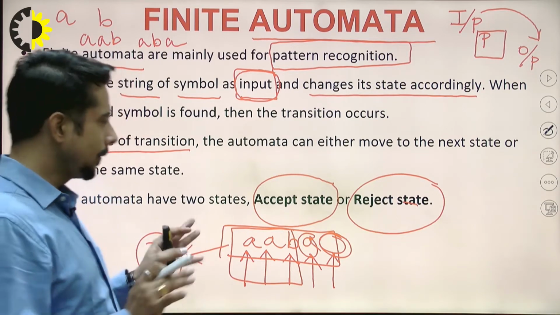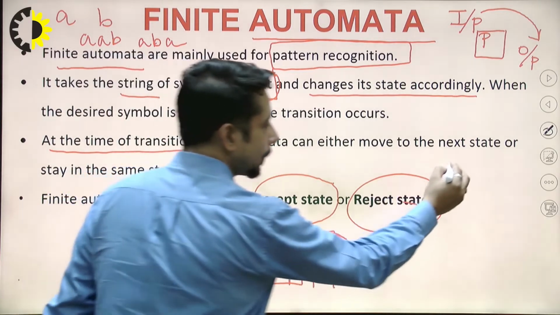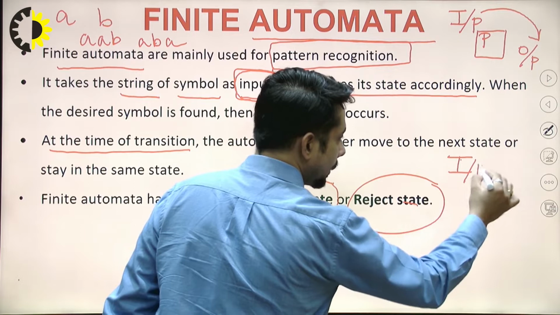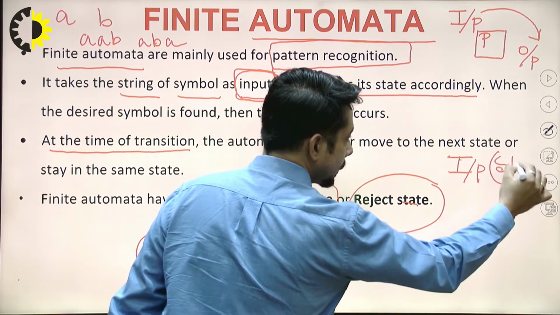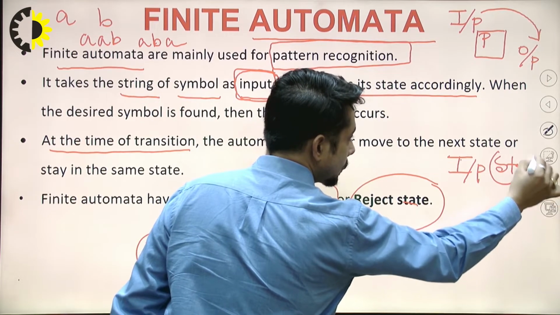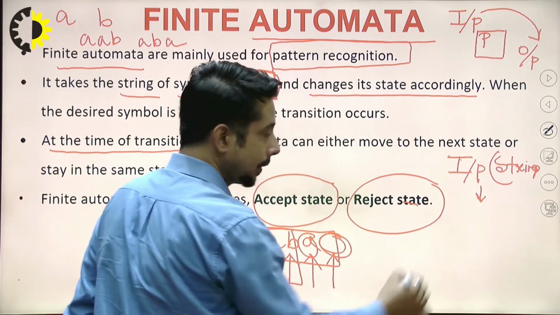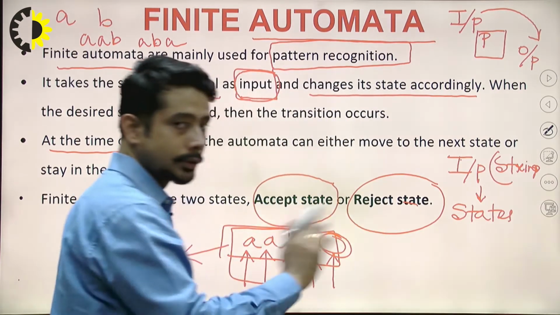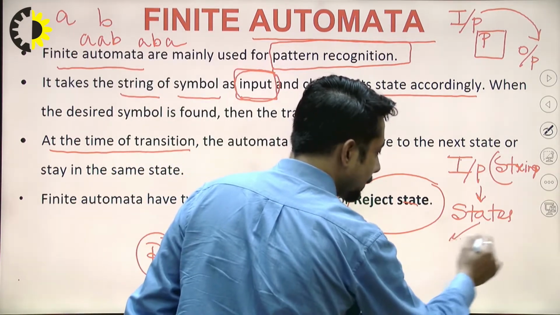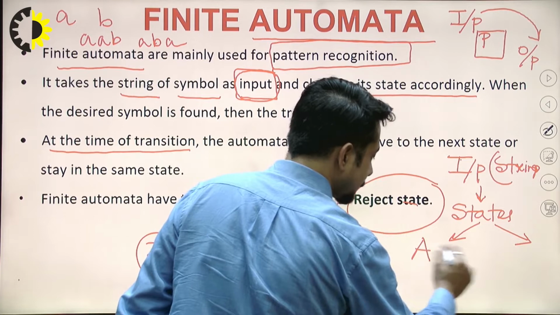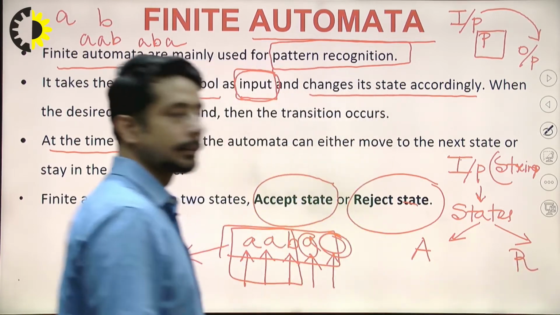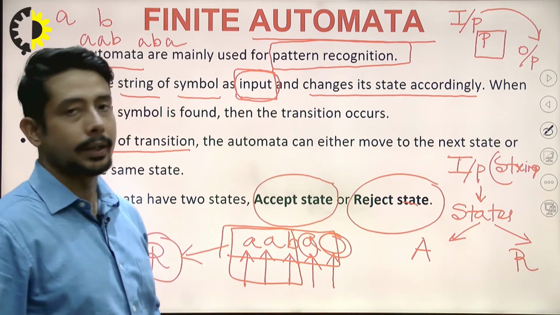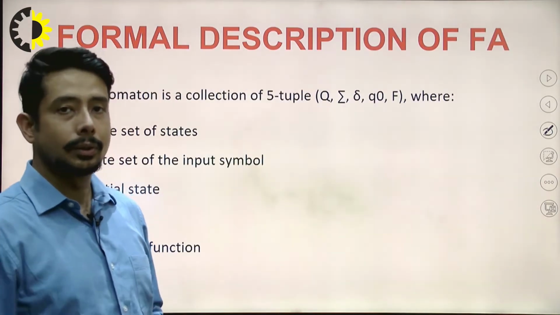Got it? So overall, what we have understood is that there will be input in the form of strings. Thereafter, we will have a finite number of states which will define the transitions. And finally, these states can be either accepting or rejecting. So this is all about your basic understanding of finite automata. Let's get to the next slide.